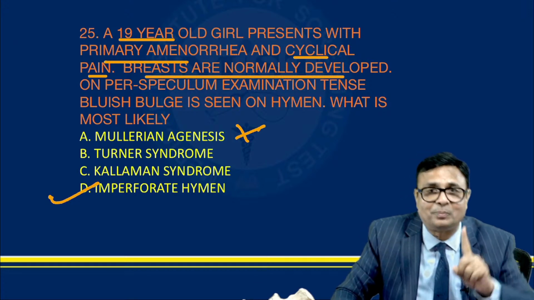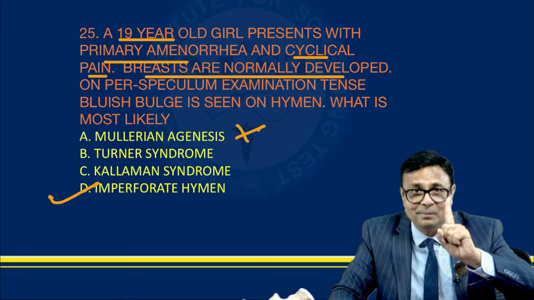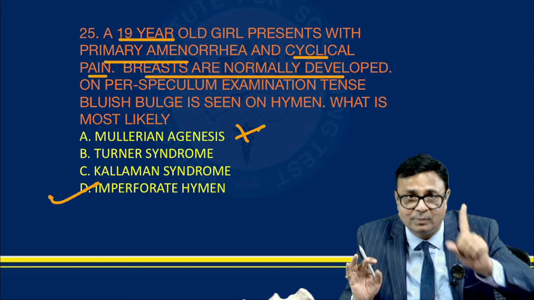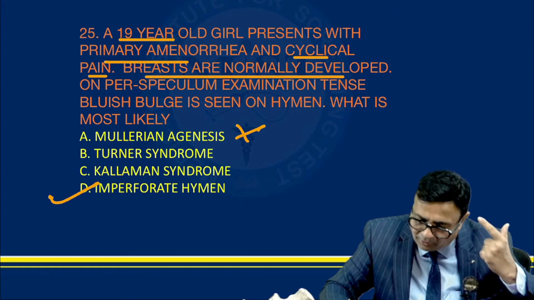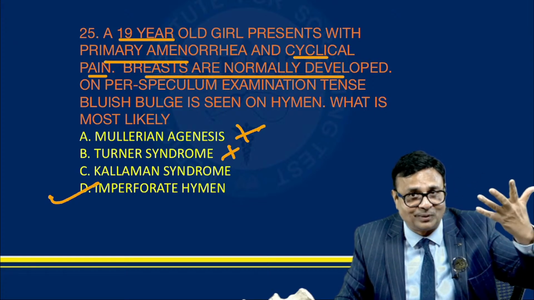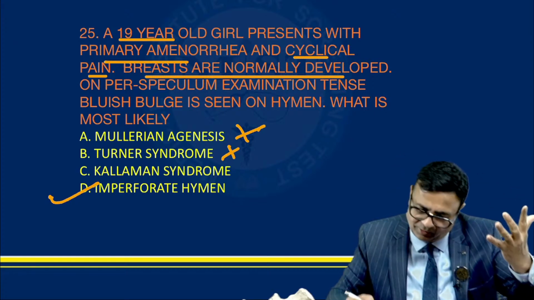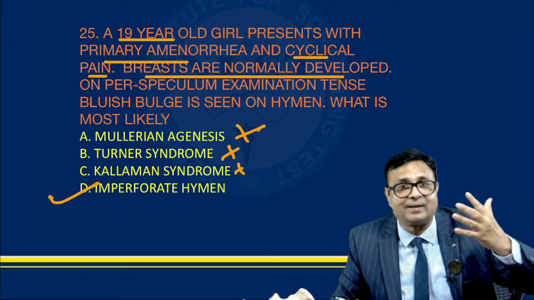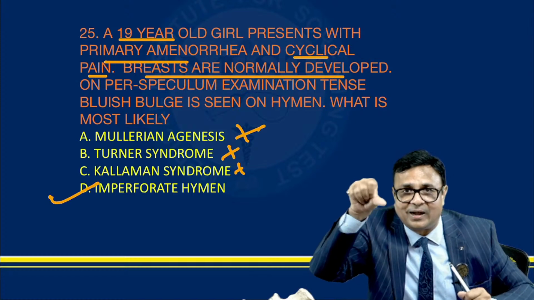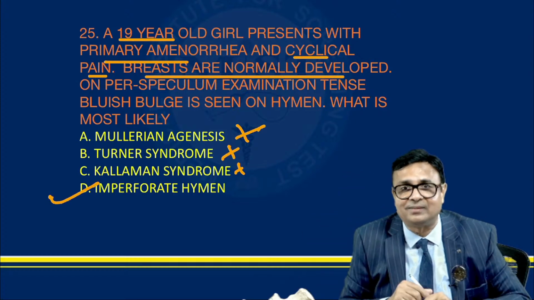A Mullerian agenesis patient will not complain of cyclical pain. On per-speculum examination, there will not be any bluish bulge. Why is it not Turner syndrome? In Turner syndrome, breasts are not normally developed. Secondary sexual characters are absent. In Kallmann syndrome, secondary sexual characters are absent, there is no bluish bulge, and the clue is anosmia. She is unable to smell.